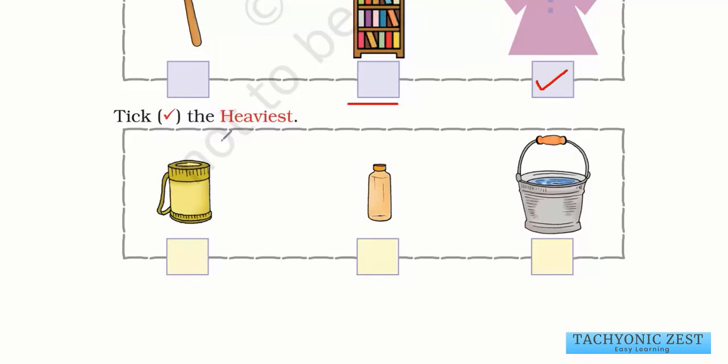Now next we have to take the heaviest. So this is a tiffin box, this is a plastic water bottle, and this is a steel bucket which is filled with water.